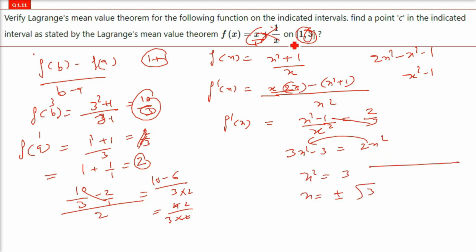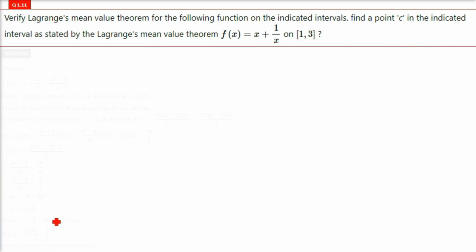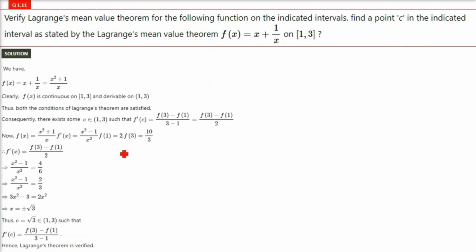So you have to see which one will come between 1 and 3, and it is quite obvious that you have to ignore the negative value. You just have to take the positive value, and that comes between 1 and 3, that is root 3. And you know the value of under root 3 is 1.732. Alright. So this is how you are going to actually write it.